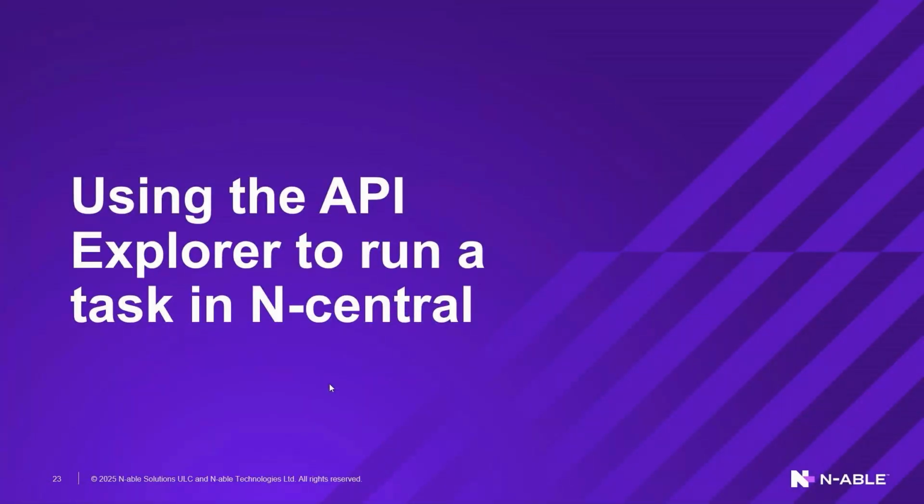So next, we're going to look at how we can use API to run a task in N-central. Now, again, when you are using the Swagger interface, you're really just using it to understand if what you want to do is possible and if it's successful. We're showing you this method so that you can understand what you would need to configure, what you would need to script if you were looking at maybe building something from your PSA solution to trigger in your N-central environment as well.